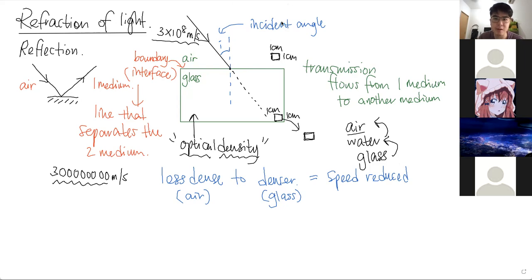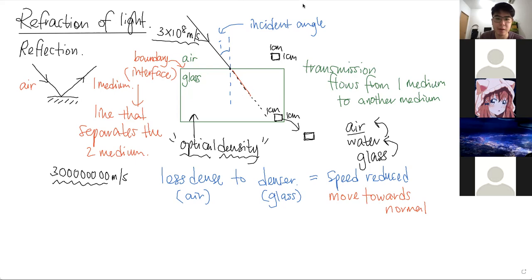So as it slows down, it's going to move towards the normal. Again, I write this down here: move towards normal. Okay, so this ray, by right, it should go here. But now, because the speed has reduced, it will move closer to the normal here. It will bend. Okay, in other words, it will bend towards the normal.